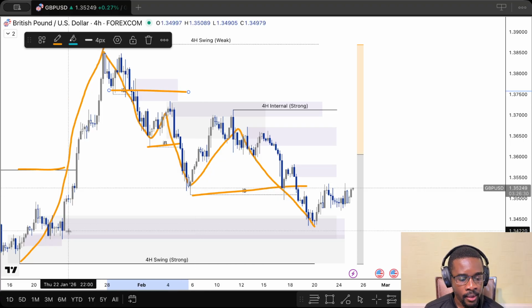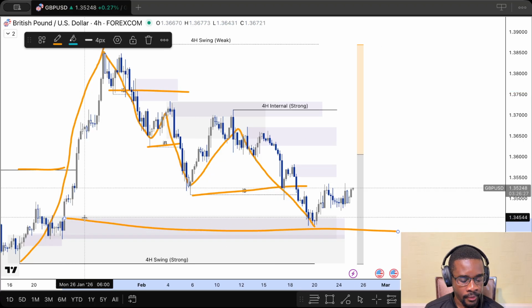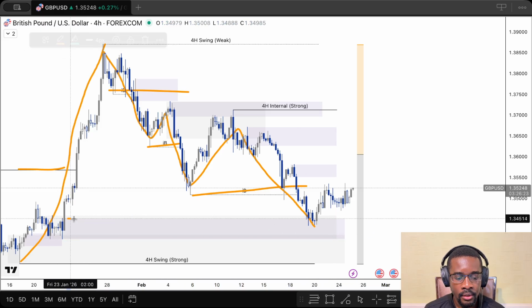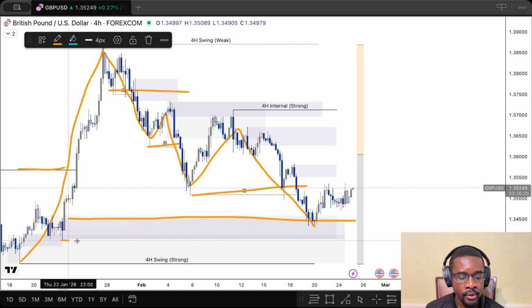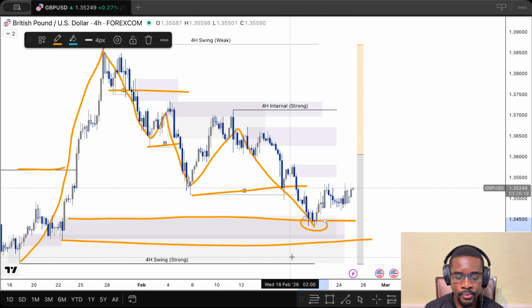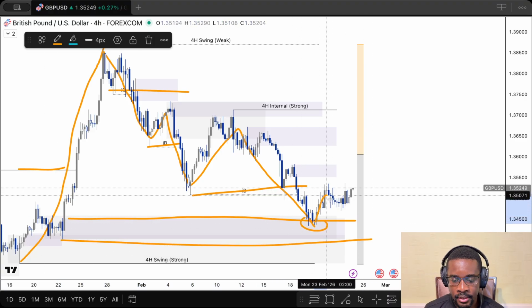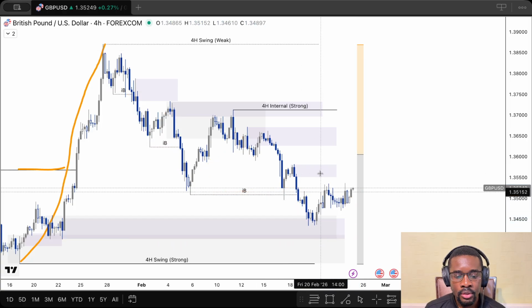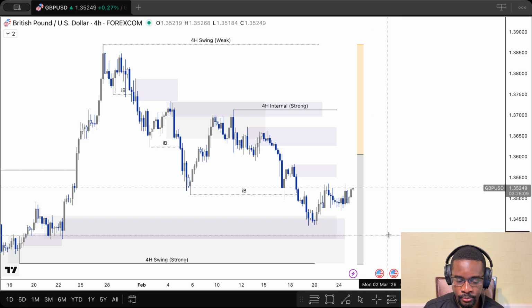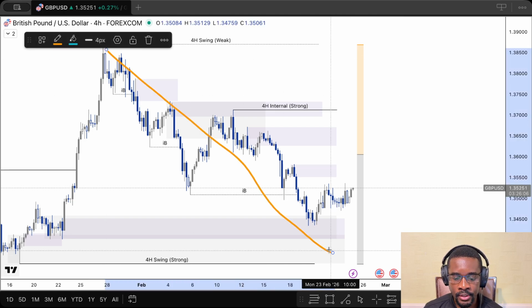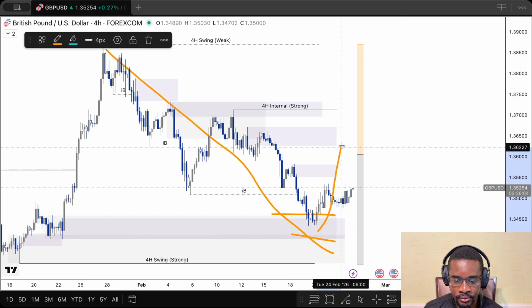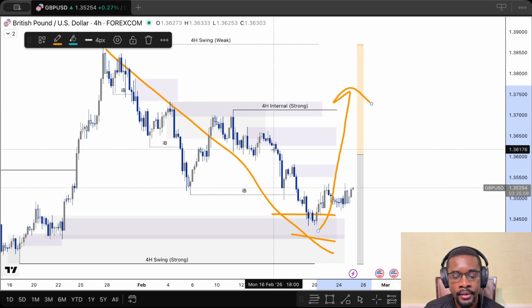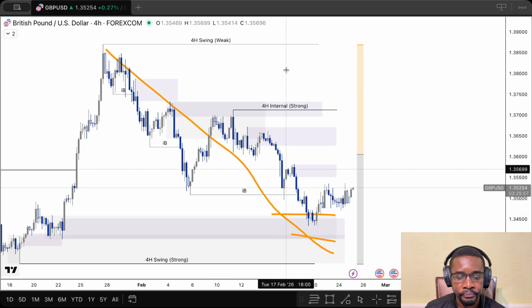However, we have come to the extreme. This is the unmitigated extreme, for our demand. Price has mitigated and is giving a reaction from that area. So it could be possible that this pullback is now complete. We've mitigated the extreme and now price is ready to go high and target the weak swing high.